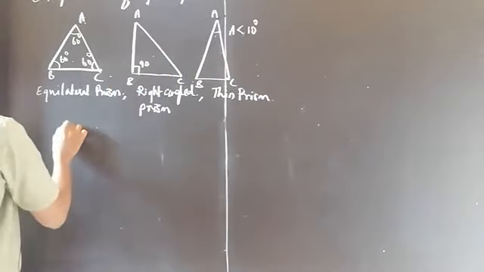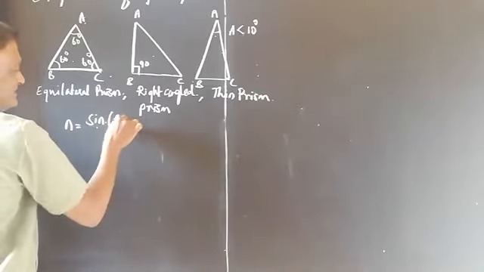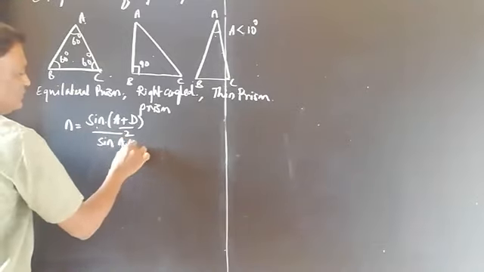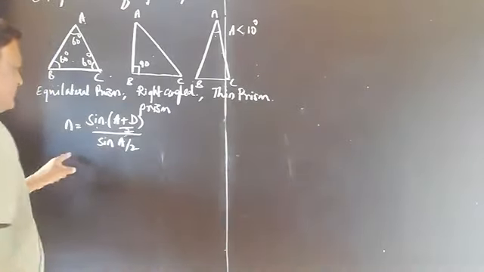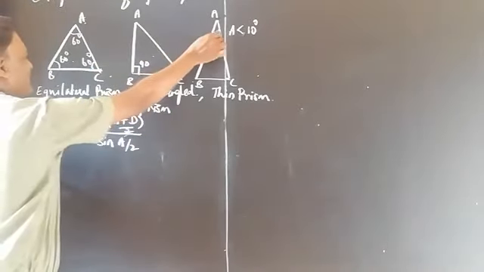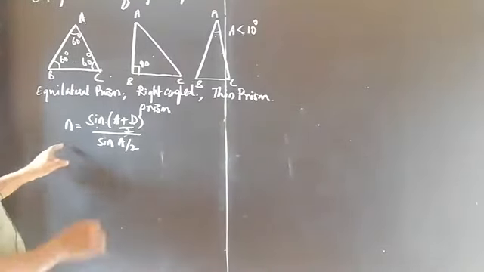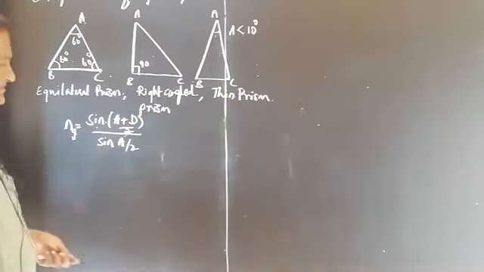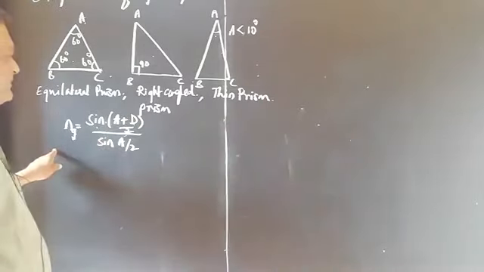So we have derived a relation for the refractive index of these glass prisms. Using Snell's law, we write n equals sin of (A plus D) divided by 2, the whole thing divided by sin A by 2, where the symbols have their usual meanings. A is the angle of the prism, D is angle of minimum deviation, and n is the refractive index of the glass prism.